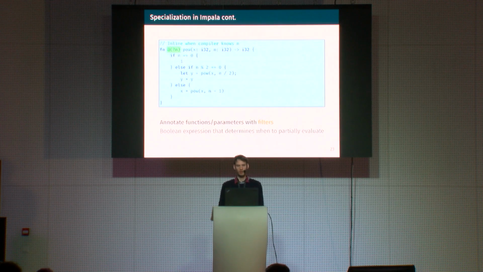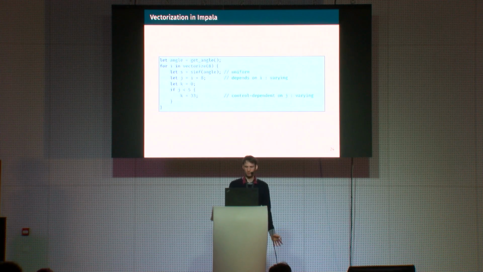Now, if you want to do vectorization with Impala, it's also pretty simple. You just say, please vectorize this loop, and Impala will basically transform it for you. It will extract a function from the loop body, and it will send it to the region vectorizer, which will then take care of generating the proper vector code.